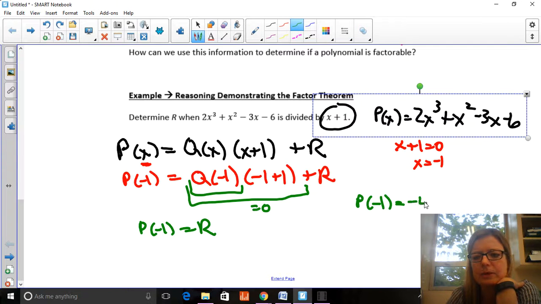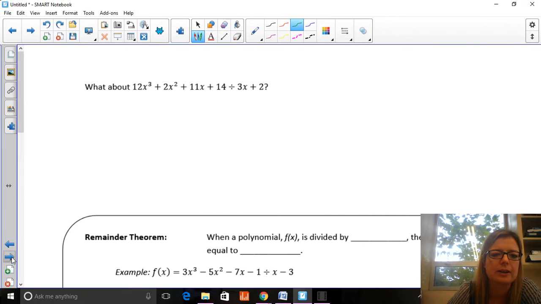So in this case, p at minus 1 is negative 4. So if you put minus 1 into this function, you get negative 4. So that means that if you do this division, you'll get a remainder of minus 4. That's kind of interesting. So let's try it again with a different example. What about if you do this division?